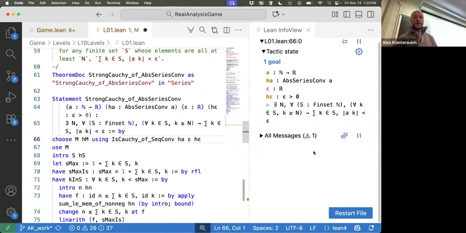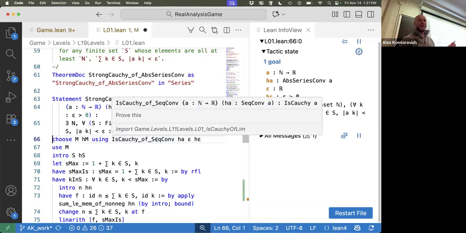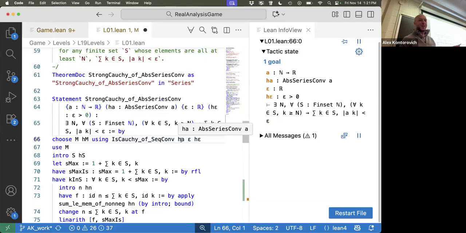So you remember what strong Cauchy says? You have an absolutely convergent sequence and a positive number epsilon. I want you to give me a number N, so that for any finite set that doesn't contain any elements from 1 through N, the sum of the absolute values in that set is at most epsilon. Okay, where are we going to get the capital N? From the fact that it's Cauchy. So you take the fact that the absolute value is a convergent sequence. That gives us the Cauchyness.